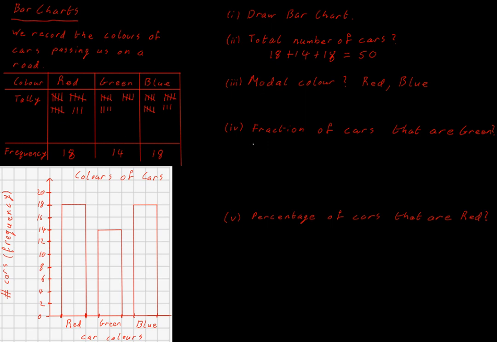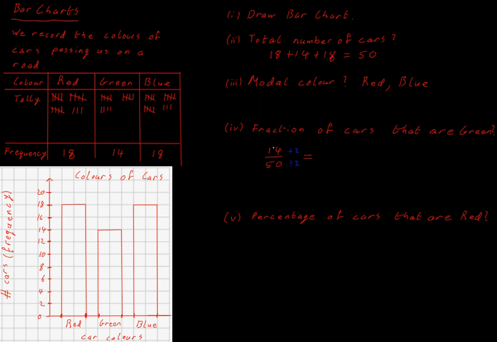So in this case, we're going to have 14 green cars out of 50 cars. And then we look for a highest common factor top and bottom. We can put it into our calculator, but again, looking for highest common factors and so on is important. So there's a common factor of 2 top and bottom, so we can divide above and below by 2.